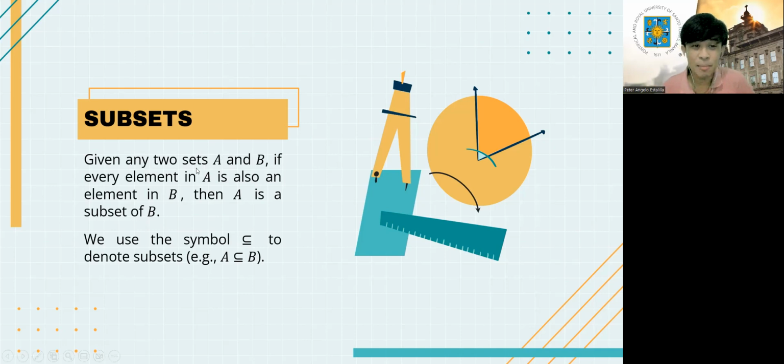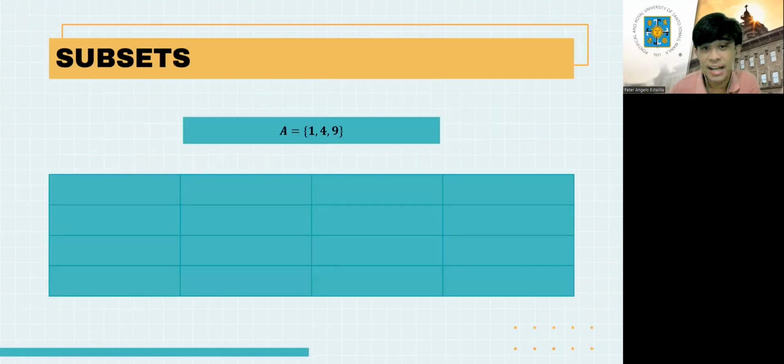So again, pag sinabi natin subsets, lahat ng element ni A dapat nasa set B. Alright? Lahat ng element ni A ay nasa set B para makonsider na subset. Kung may isang element kay A na wala kay B, then it's not a subset. Alright? So here are some examples. Ayan. So ano ba yung subset ni 1, 4, and 9?